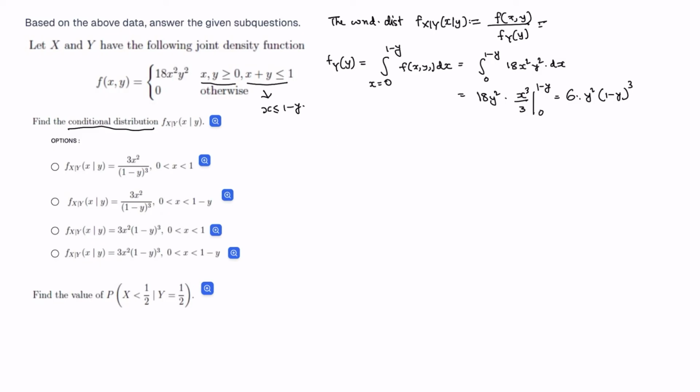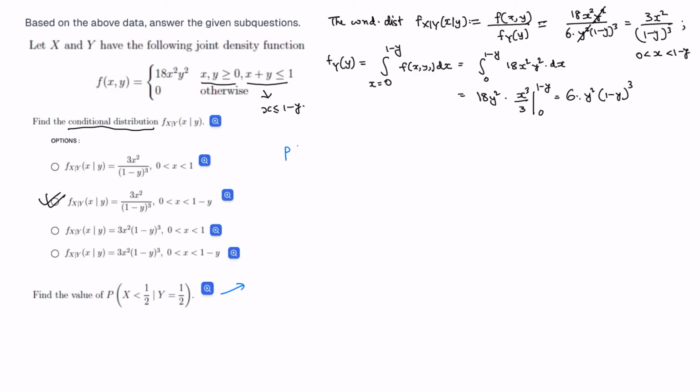So now let us look at the conditional distribution. The conditional will be the joint divided by marginal. So the joint is 18 x square y square divided by the marginal, which is 6 into y square into 1 minus y whole cube. That will be nothing but 3 times x square divided by 1 minus y whole cube. Now remember one thing, we have a condition on x. The condition on x is that x should be less than or equal to 1 minus y, so 0 less than x less than 1 minus y. So the second option is correct.